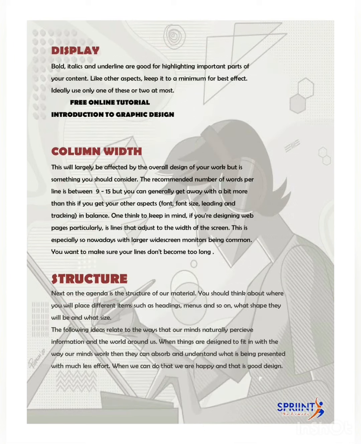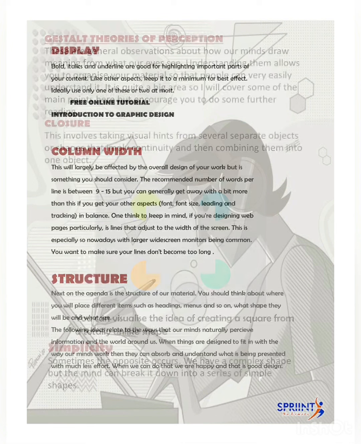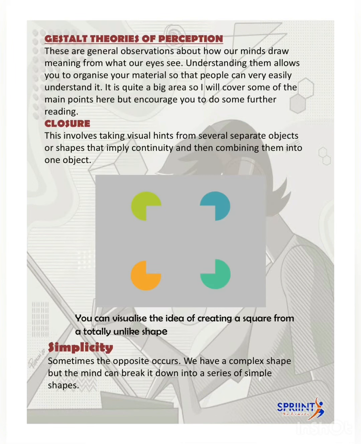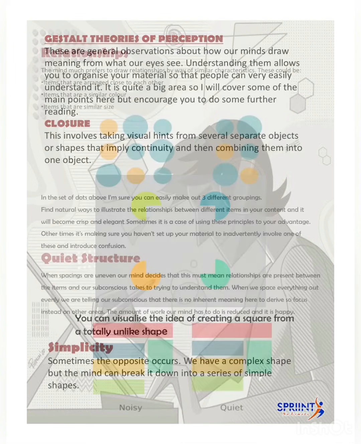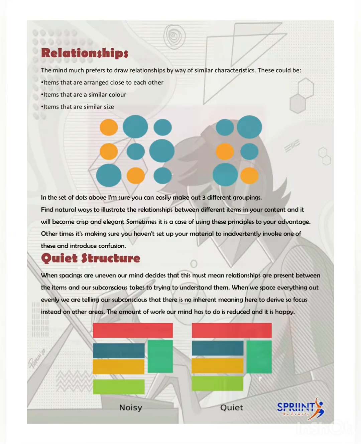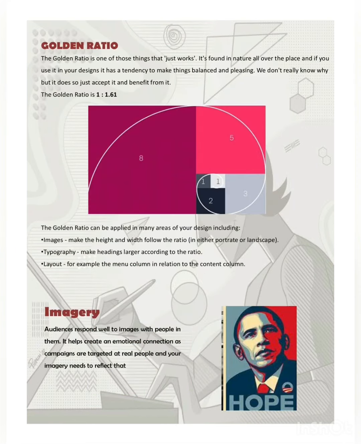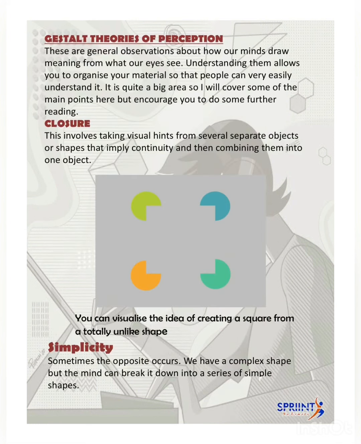Now display, you're talking about the bold, the italics, the underlining, the highlighting and all that. Now going to structure, it's more of some little principles where you have the Gestalt theories of perception, simplicity, relationships, and then I think the golden ratio. Now let's talk about the Gestalt theories of perception.